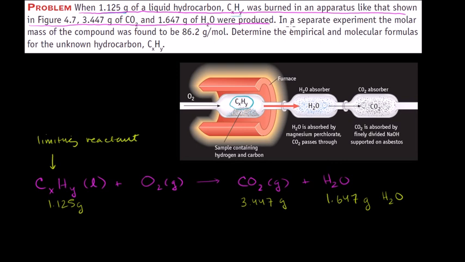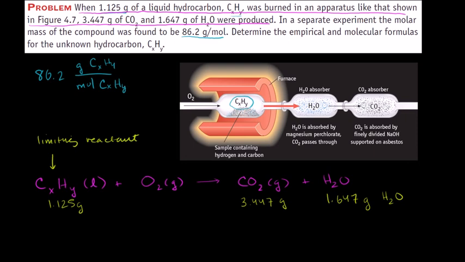Now, let me finish reading the problem. They tell us that in a separate experiment, the molar mass of the compound was found to be 86.2 grams per mole. So I'll write that down here. The CxHy molar mass is equal to, let me write it this way, just to go with the convention I've been using: 86.2 grams of our mystery substance, CxHy, per mole of our mystery substance, CxHy.